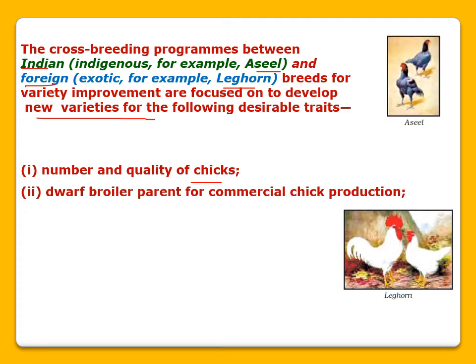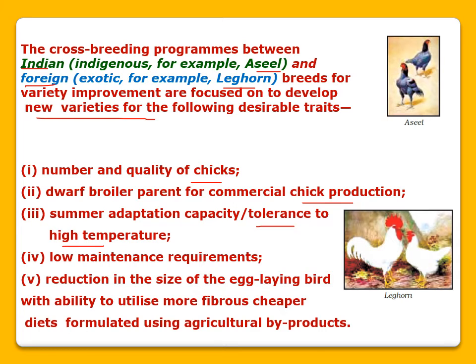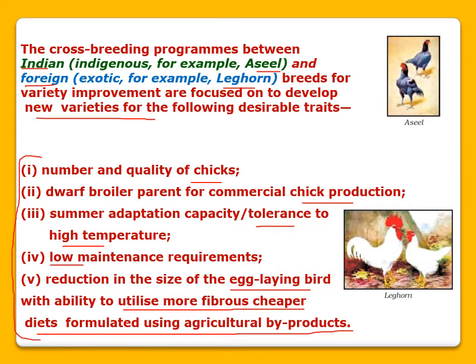Dwarf broiler parents for commercial chick production, and summer adaptation capacity is better in that mixed breeding, and even tolerance to high temperature is also found in mixed breeding. And after the cross breeding, the generation that we get requires low maintenance and has a reduction in the size of the egg laying bird, with the ability to utilize more fibrous cheaper diets formulated using agricultural byproducts. So in this manner, the mixed breed of this poultry animal is better.